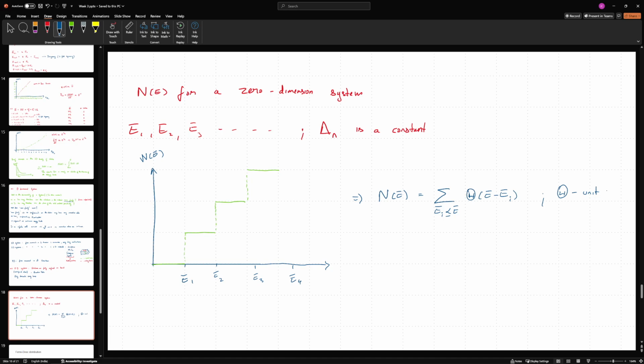So people who have studied some signal processing or done any other course in analysis or control theory and things like that will know this to be the unit step function, where theta of x is equal to 0 for x less than or equal to 0 and 1 for x greater than 0. So whenever the argument is positive, the function will be 1. Whenever the argument is negative, the function is going to be 0.